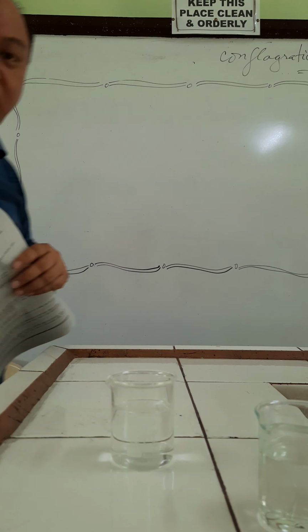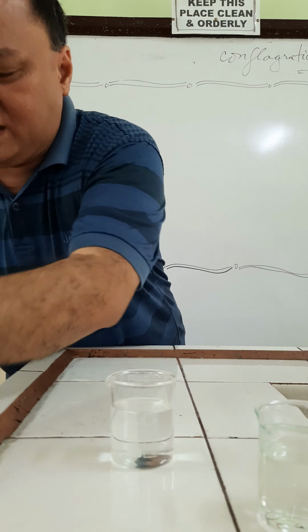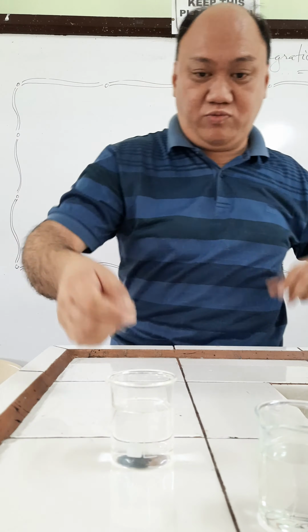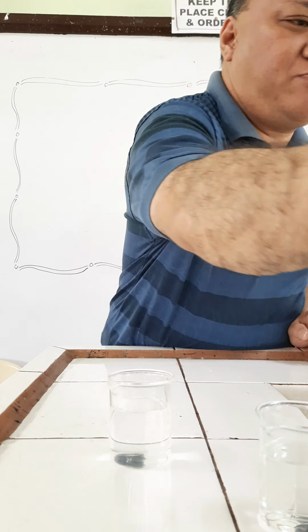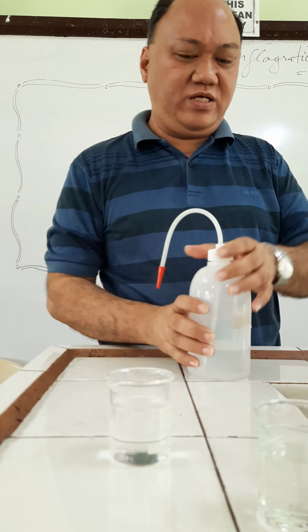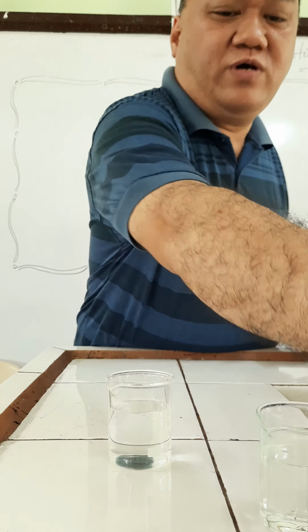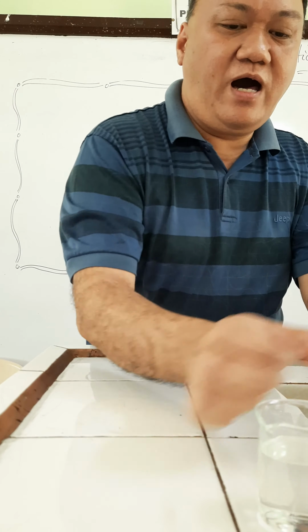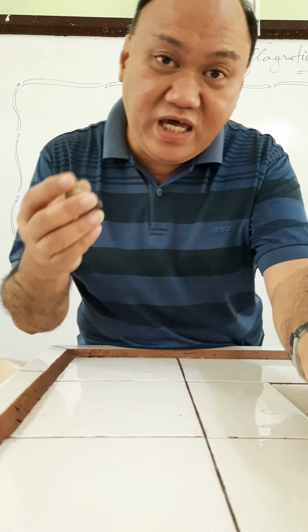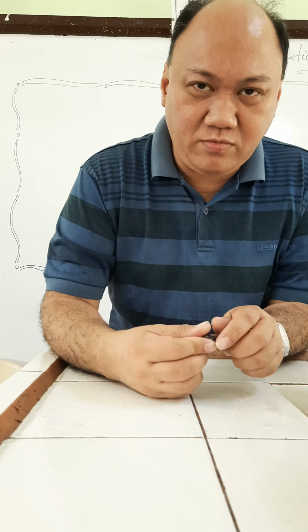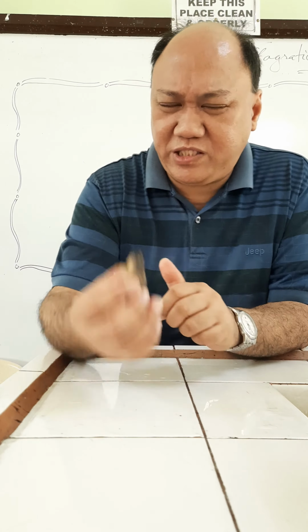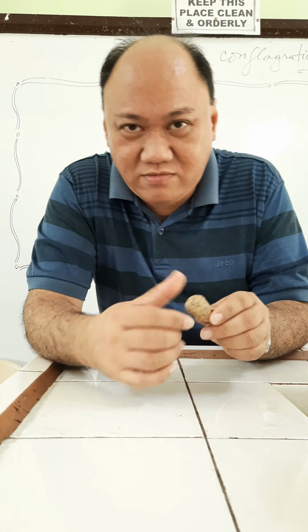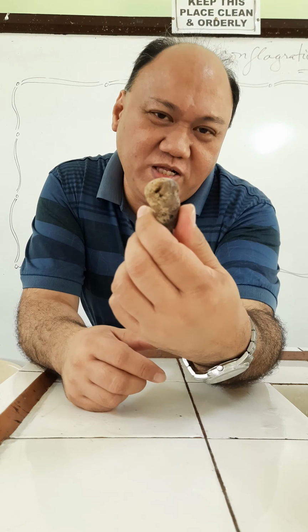So that's how we measure volume of liquids, such as water. So we have done our practice already. Now let's try to do another volume measurement. But this time, my objective is to measure the volume of this pebble here, or small rock.